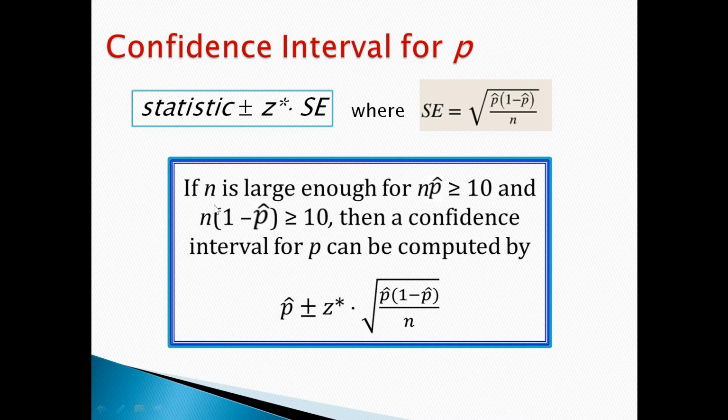If the sample size is large enough, where n times p hat is larger or equal to 10, and n times 1 minus p hat is larger or equal to 10, then the confidence interval can be found by this formula: p hat plus or minus Z star times the SE. The SE is the square root of p hat times 1 minus p hat over n.